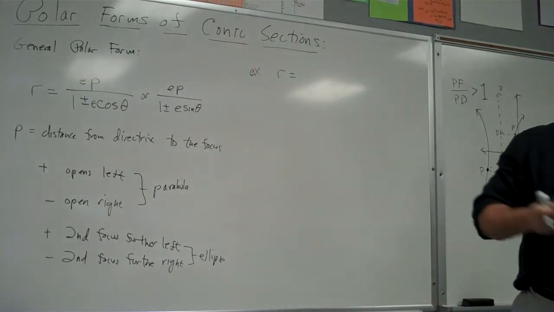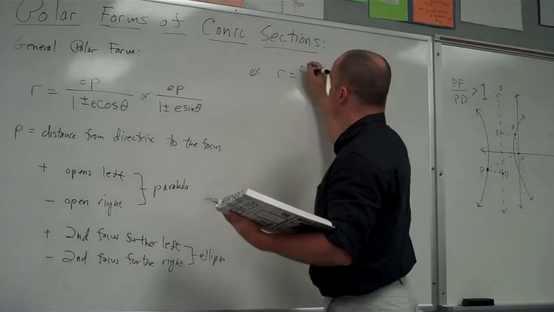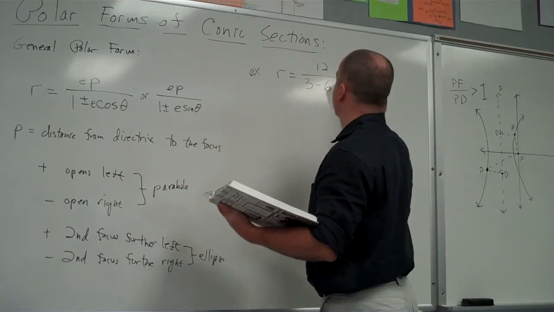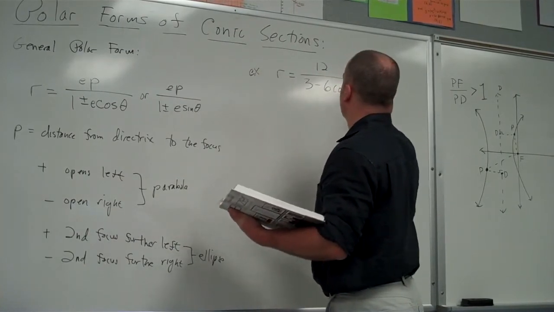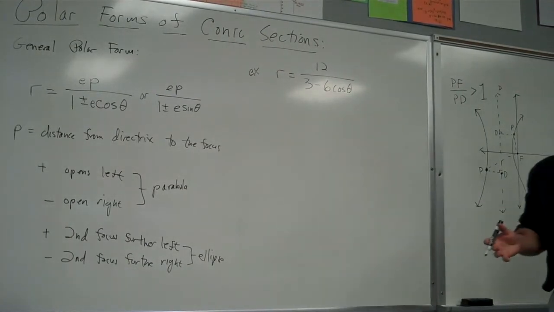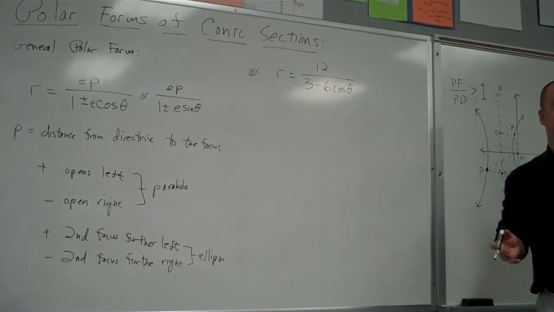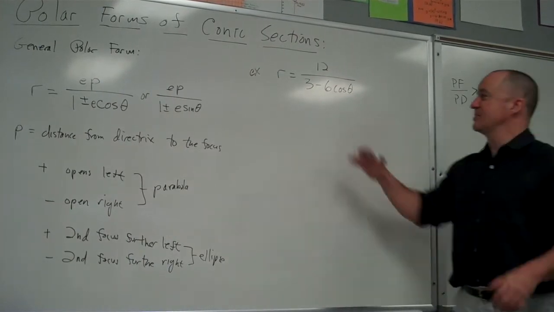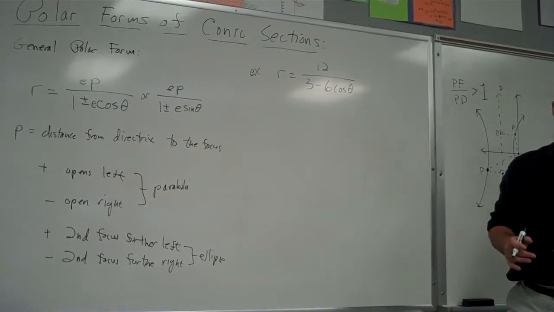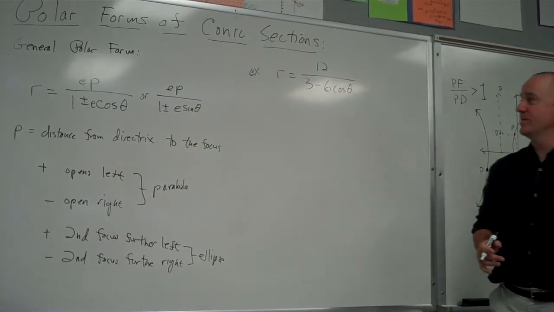r equals 12 over 3 minus 6 cosine theta. So I know it's horizontal. That's all I know so far. I see it's minus, so it's probably going to be counterintuitive.